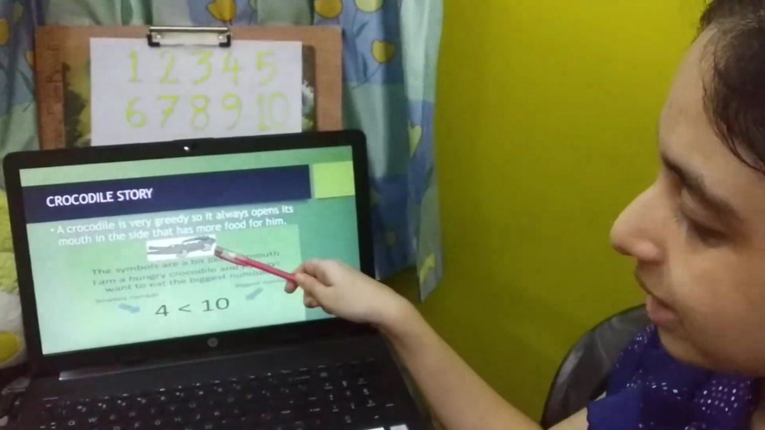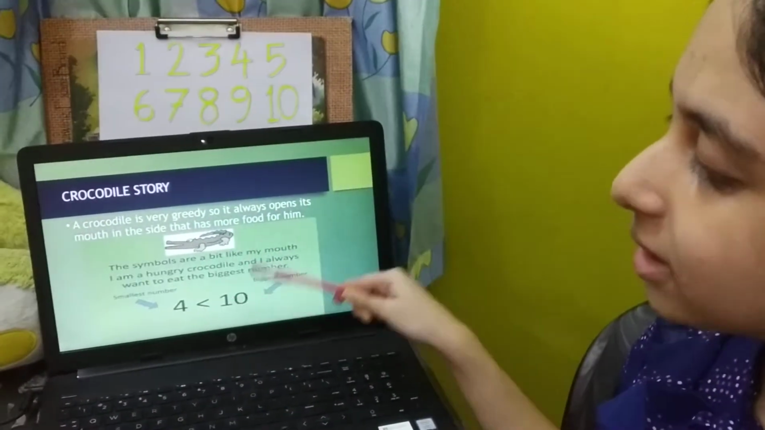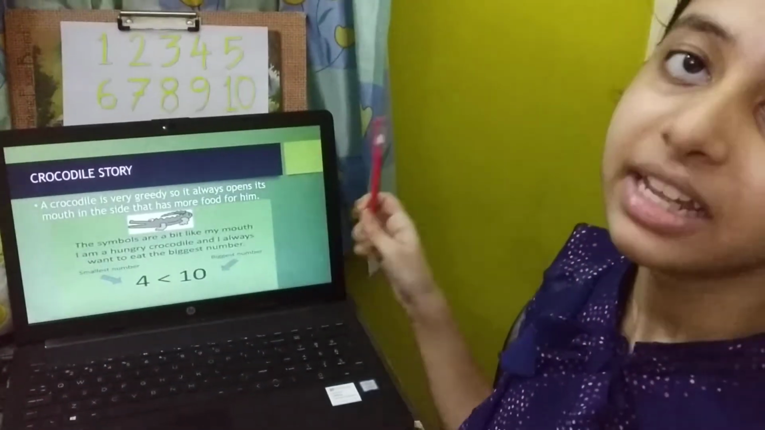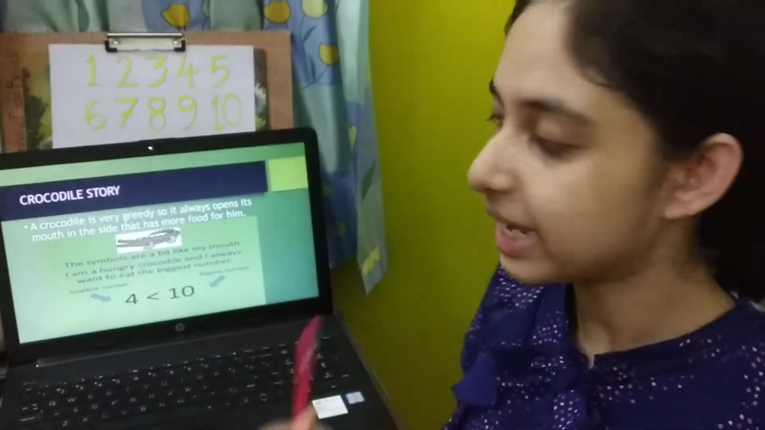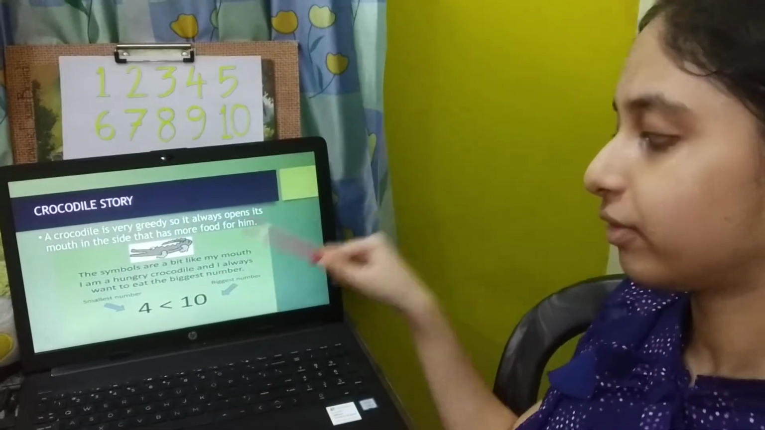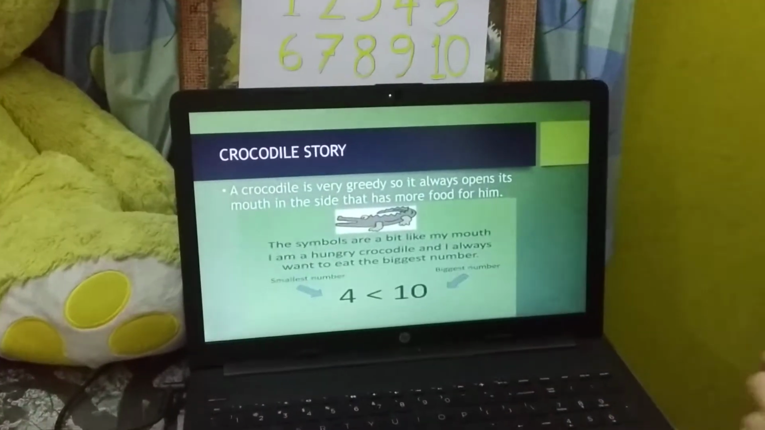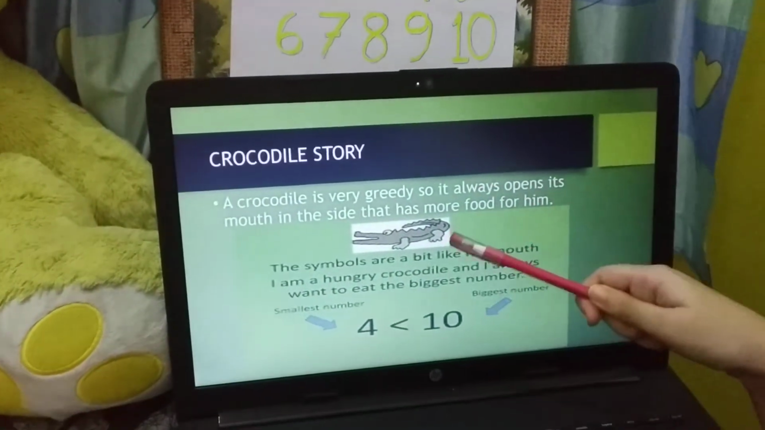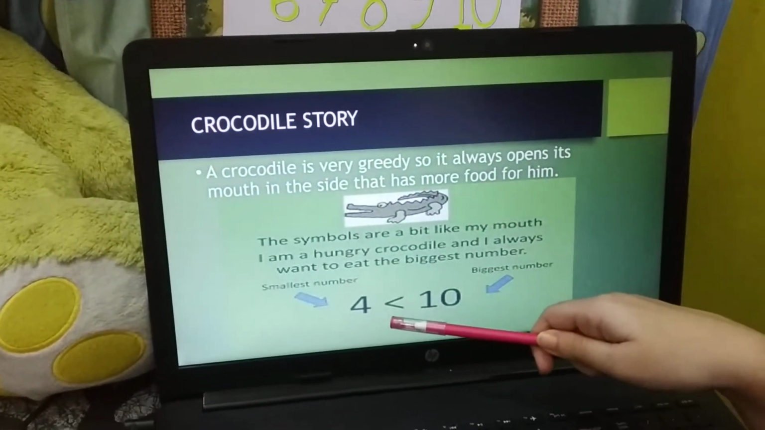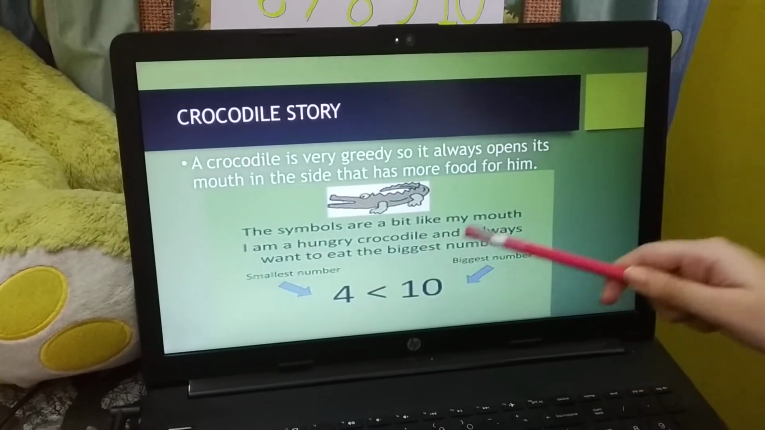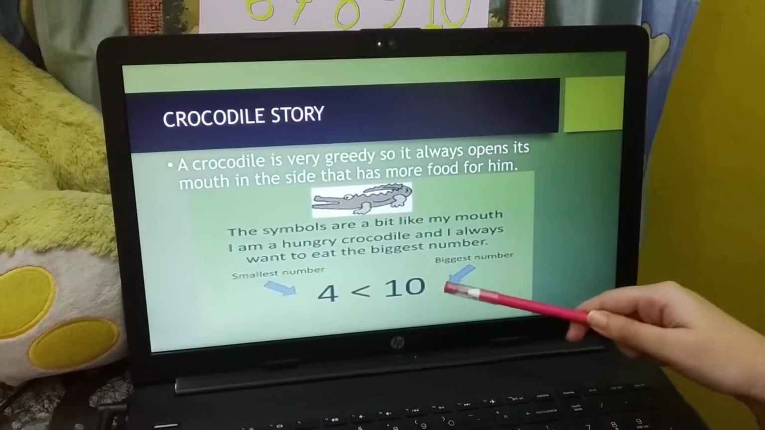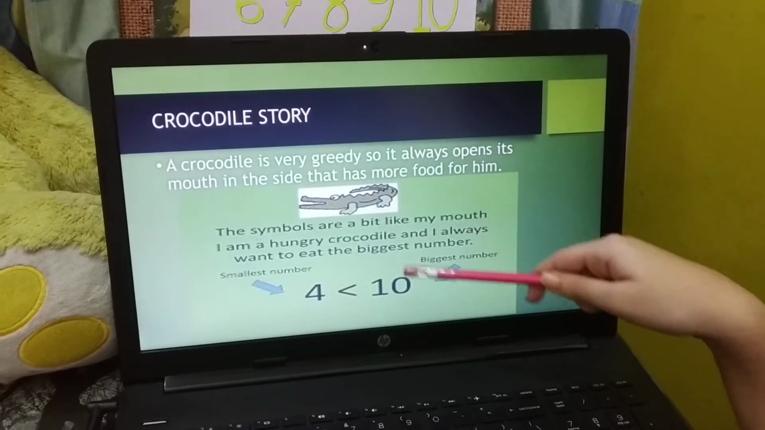So, here you can see the crocodile, and now it finds that there are two places. One place has 4 foods and one place has 10 foods. The right has 10 foods and the left has 4 foods. Therefore, the crocodile knows that 4 is very less and 10 is very big. So, it will always move towards more food.